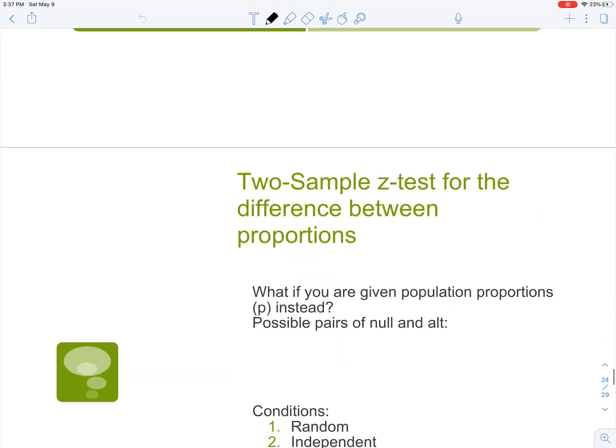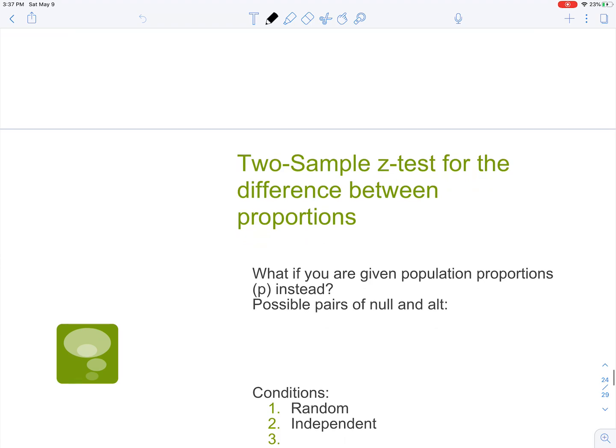Welcome to 8.4, testing the difference between proportions. This is a two-sample z-test for the difference between proportions. So what if you're given a population proportion, meaning you're given p instead?